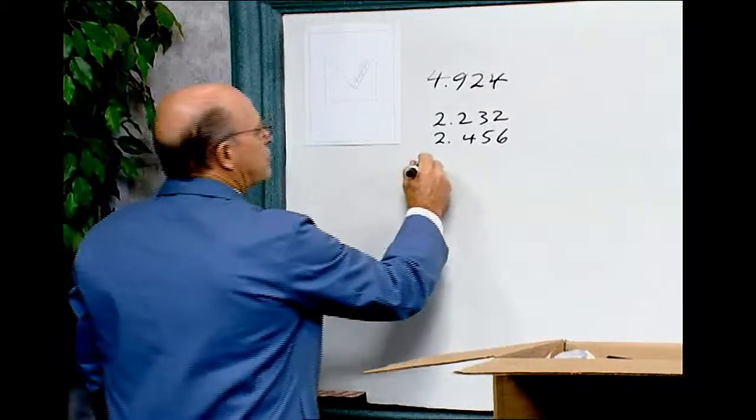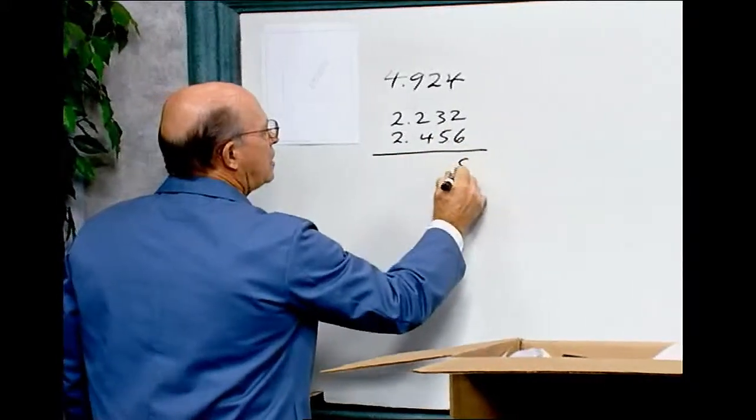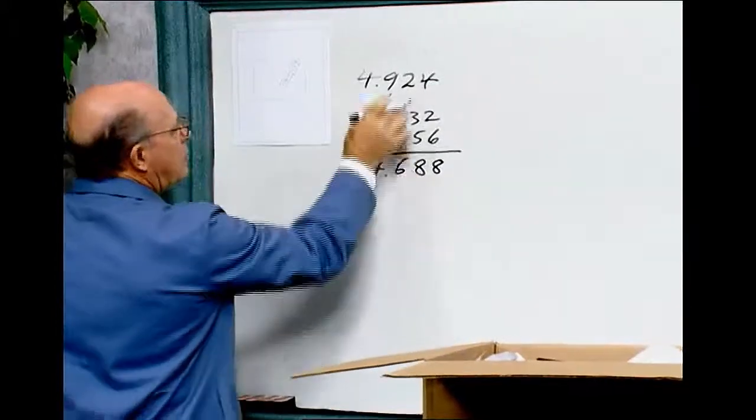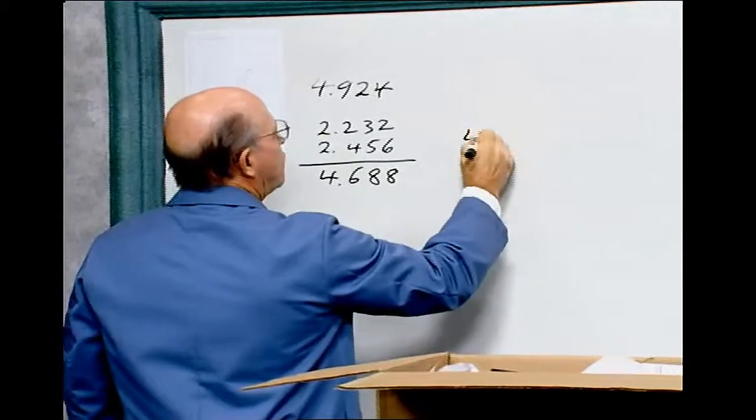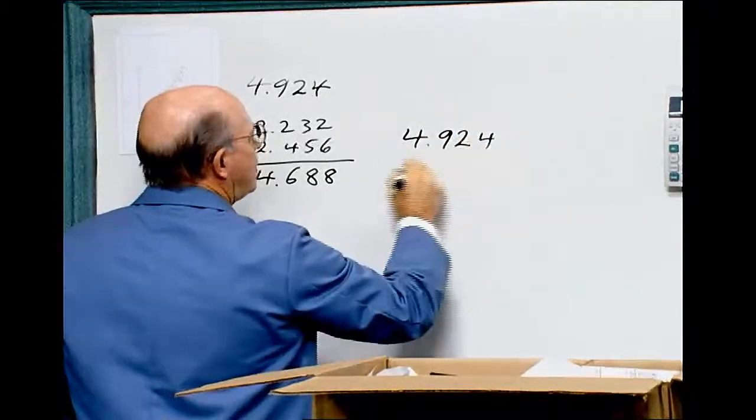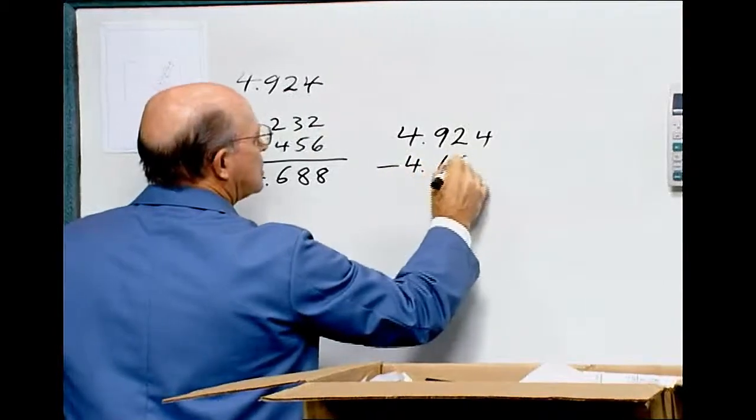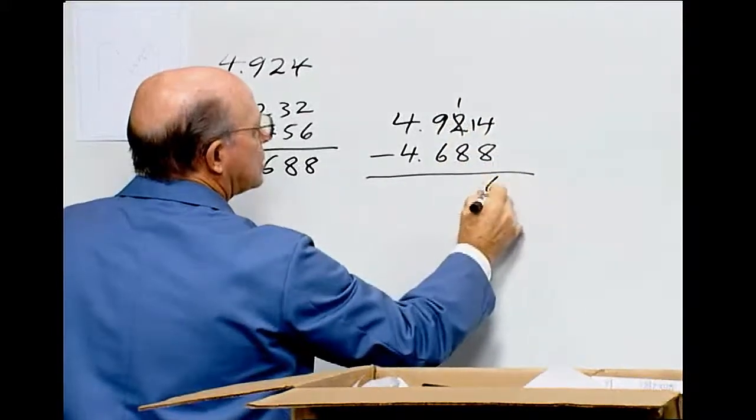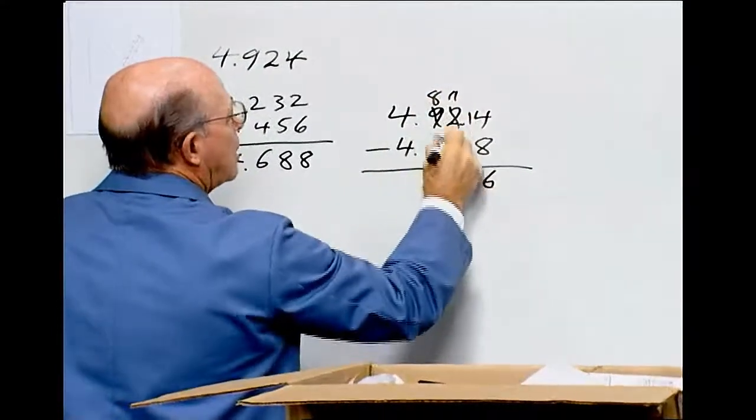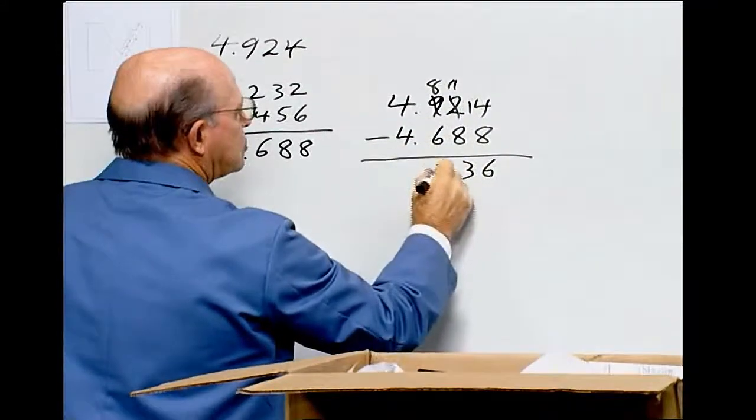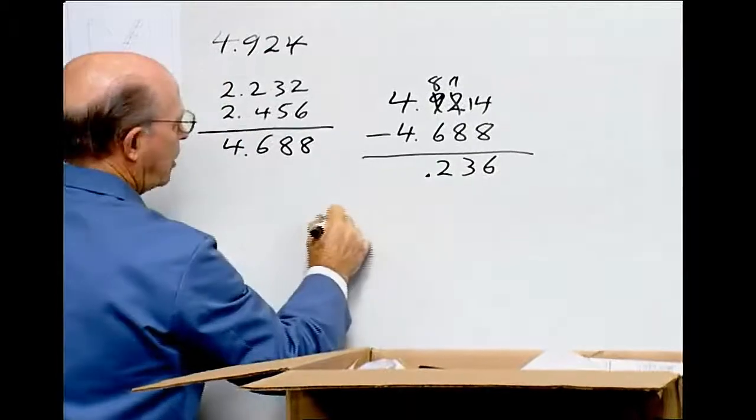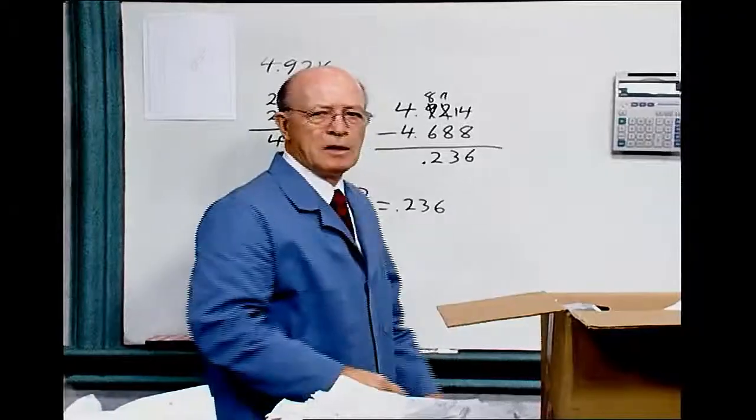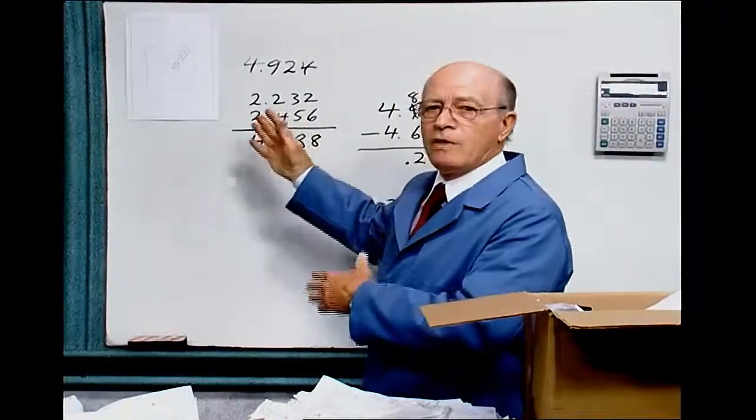So let's do the math. We'll add these two together, 4.688, and then we'll deduct this number from the length of the V, 4.924 minus 4.688. And so we borrow. That equals 6. Borrow from the 9. 8 from 11 is 3. 6 from 8 is 2. And that's the dimension. So the question mark, or that cutout, equals 0.236. Now, what we just had is a very, very simple problem.